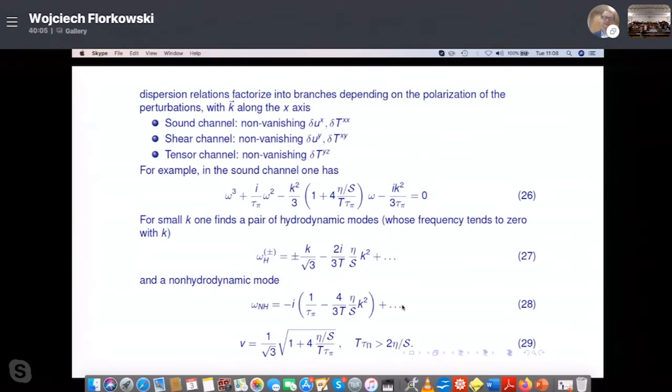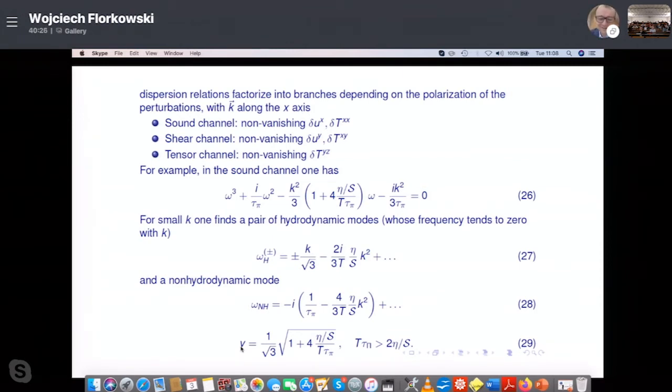We can also study the sound waves and calculate the group velocity v. Now what is interesting is that for most cases, you can have it smaller than one in natural units, but not always. So the new lesson is that Israel-Stewart is good.